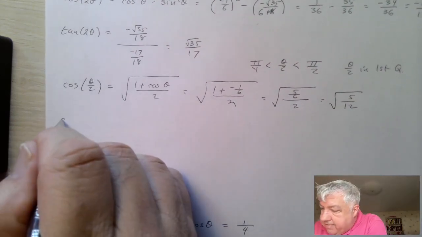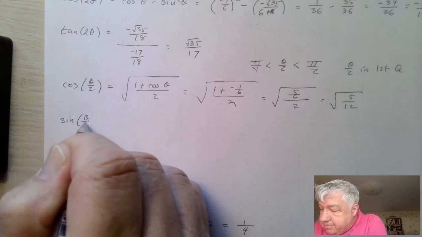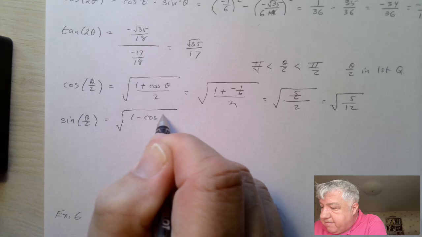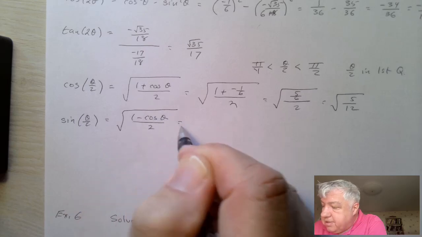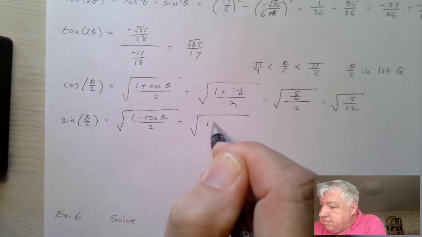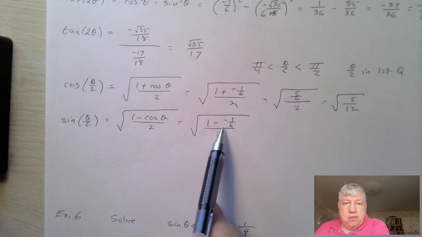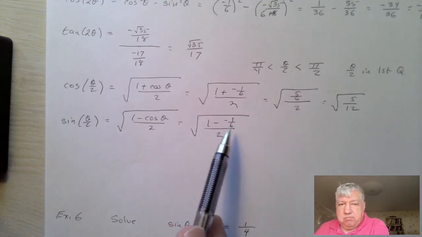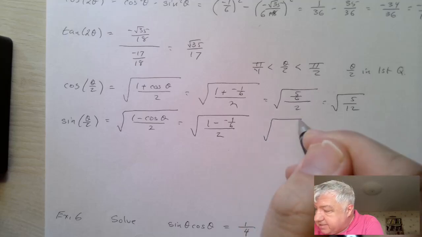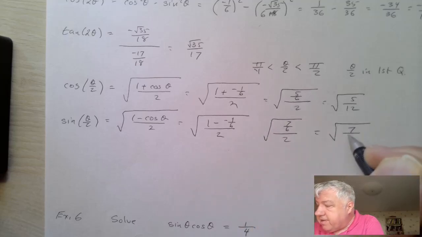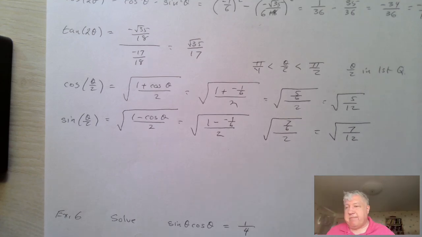And the sine of theta over 2 will be the positive square root of 1 minus cosine of theta over 2. This is the square root of 1 minus negative 1/6 over 2. The minuses cancel out and we get 1 plus 1/6, that's 7/6. So the answer will be the square root of 7 divided by 12.